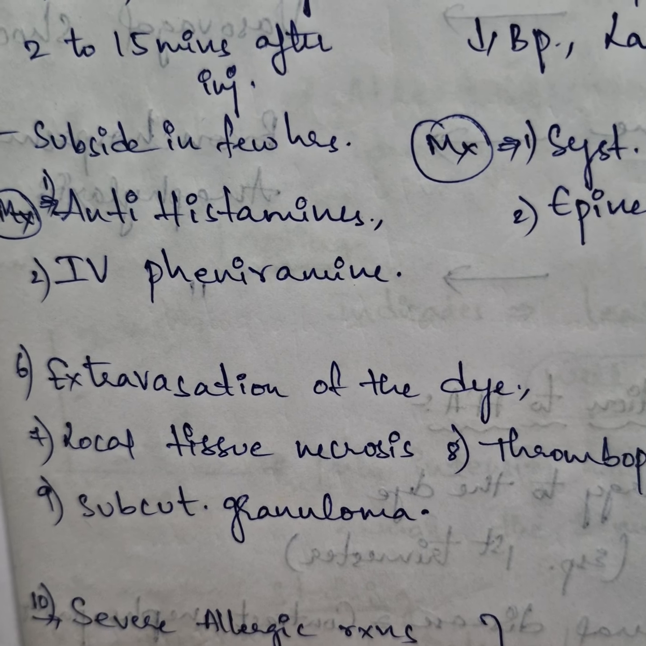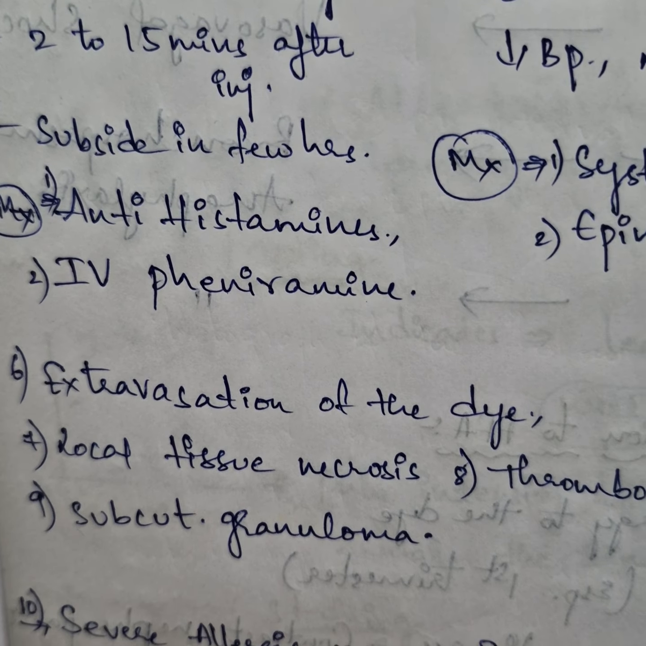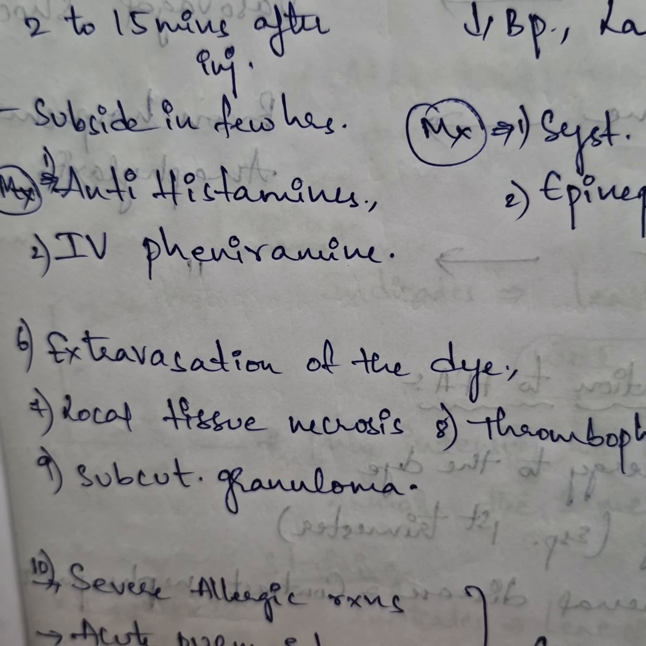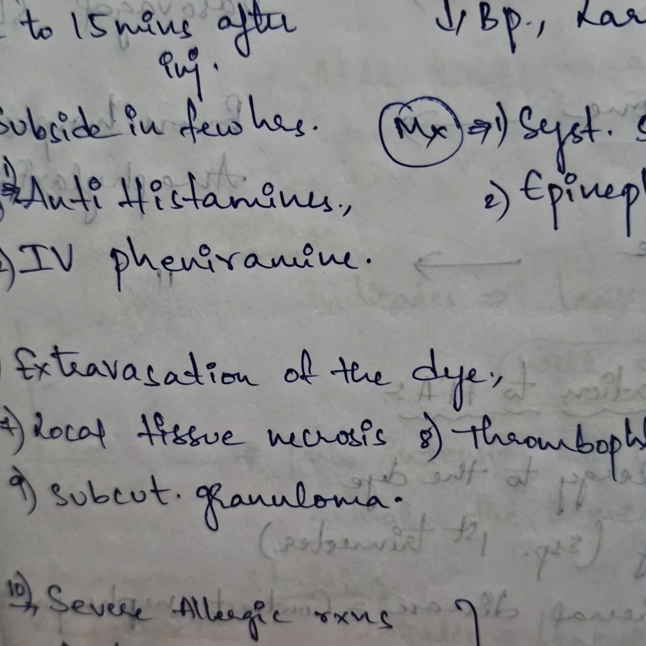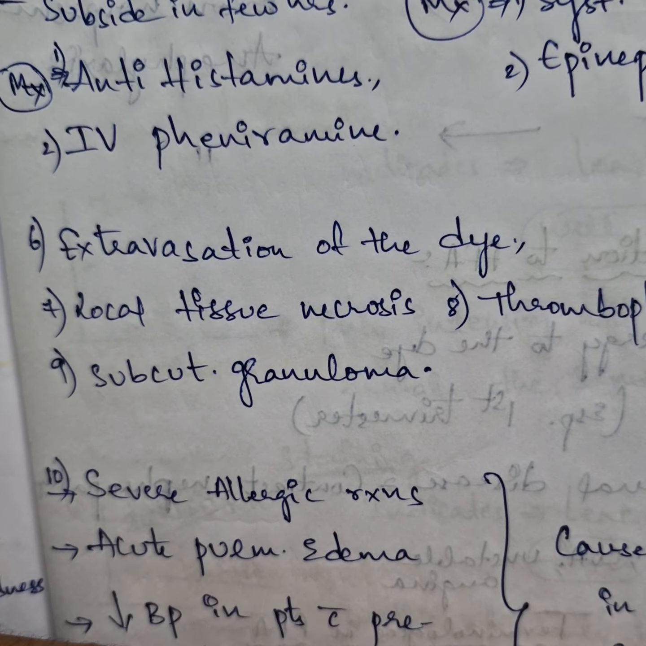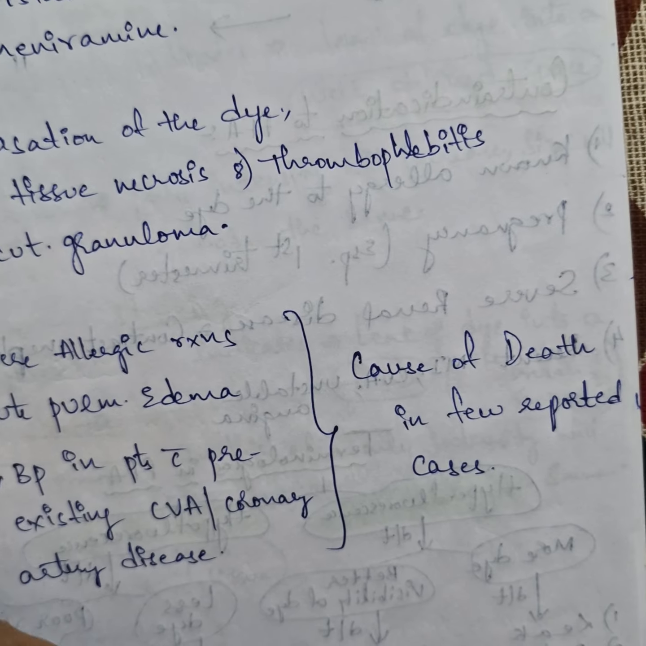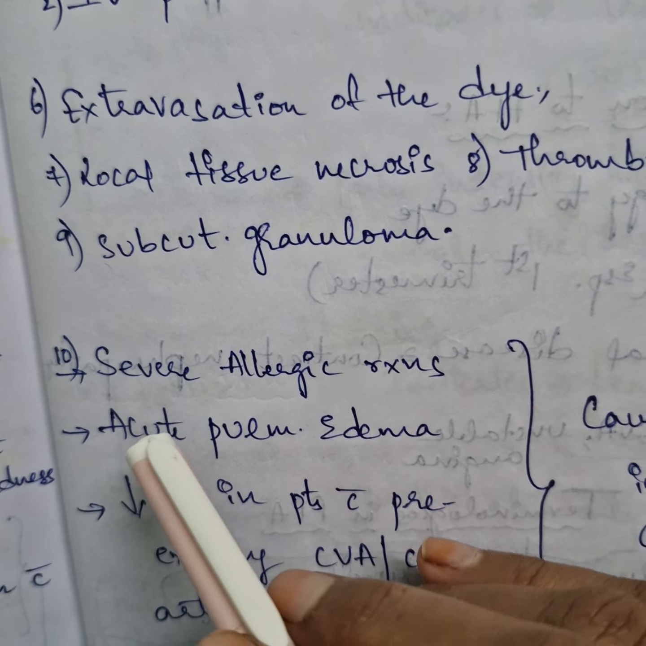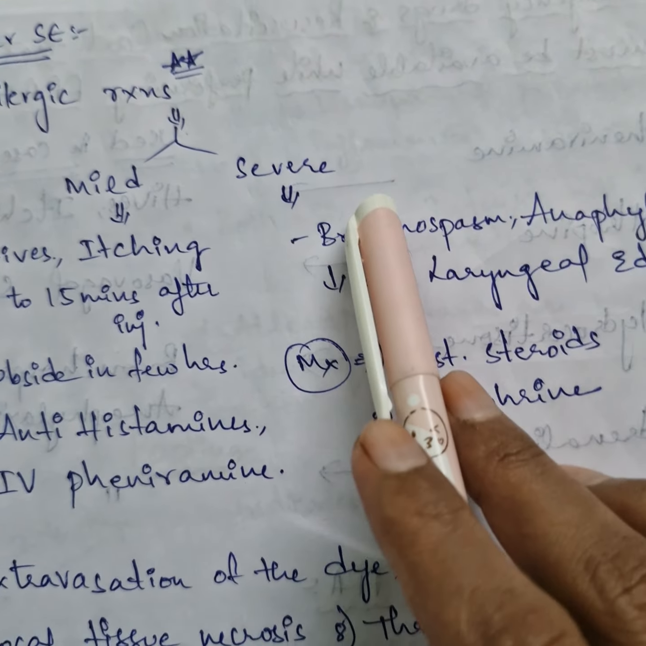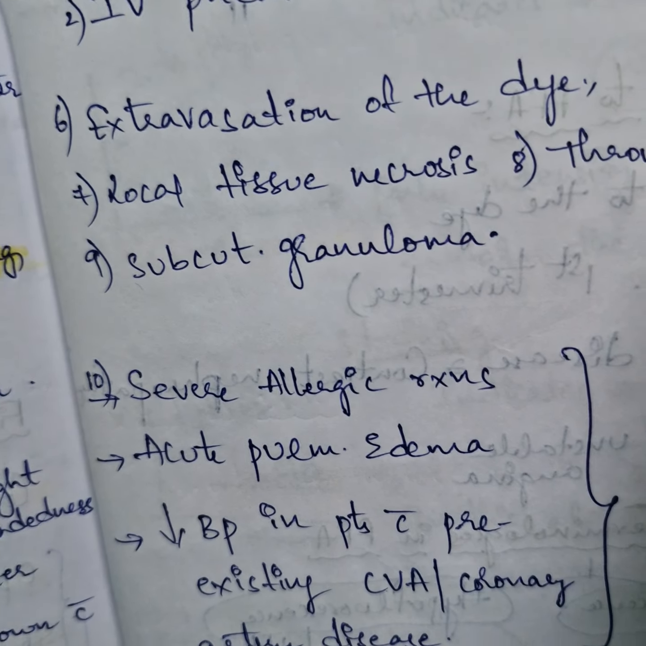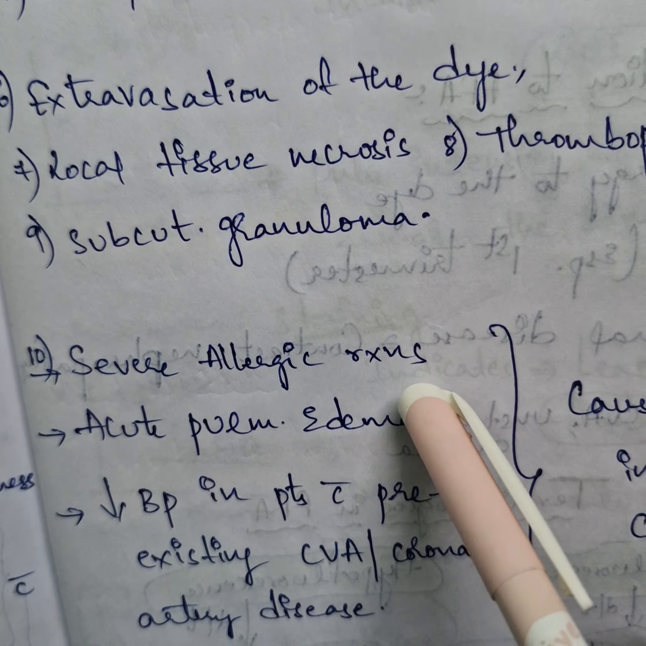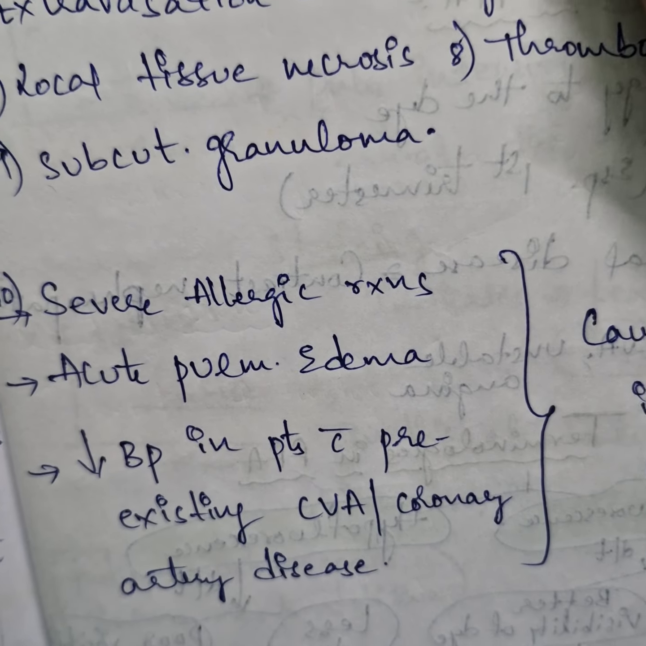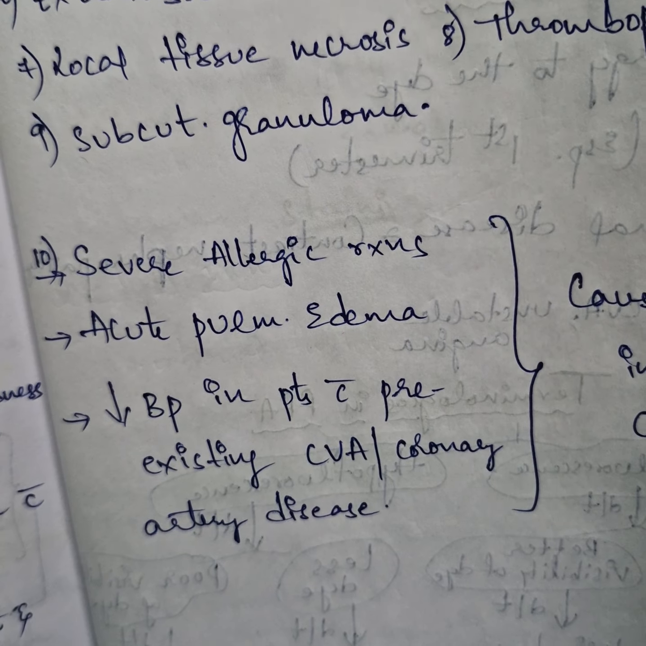The dye can also get extravasated into the tissues, which can cause local tissue necrosis, thrombophlebitis and subcutaneous granulomas. The causes of death in a few reported cases during FFA are severe allergic reactions, and acute pulmonary edema and hypotension in patients with pre-existing CVA or coronary artery disease.